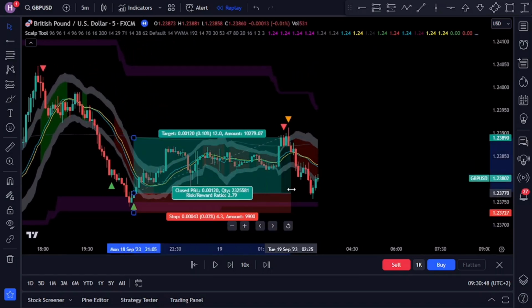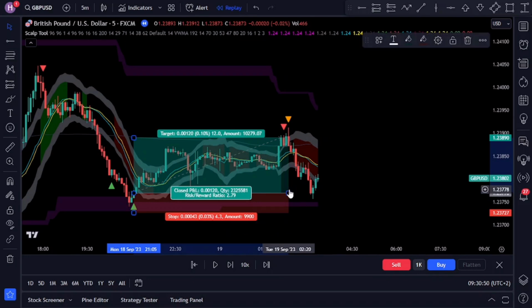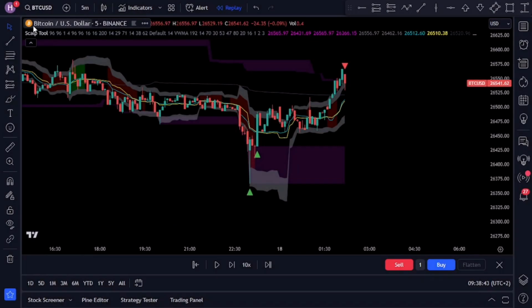Next, let's explore the other side of the spectrum with a sell or short trade. For this example, I've selected Bitcoin on a 5-minute time frame. For a valid sell trade, we are waiting for the Scalp Tool to identify a sell position, which is marked with a triangle, that is located outside the band. You'll notice that by only focusing on signals where the market is overextended, we can avoid false signals.